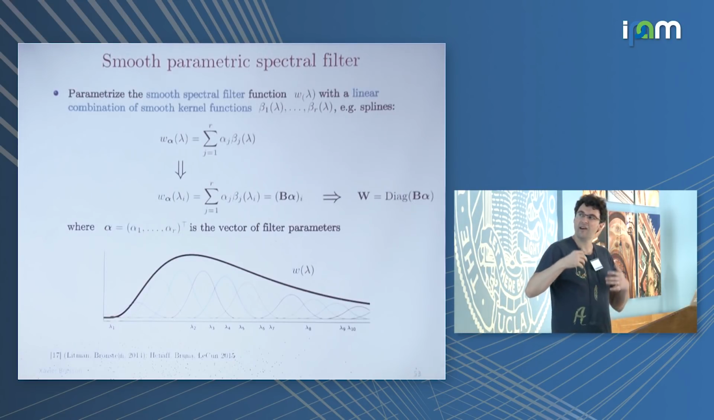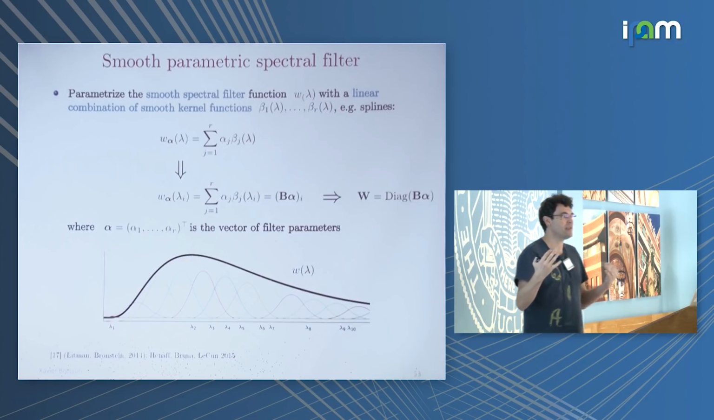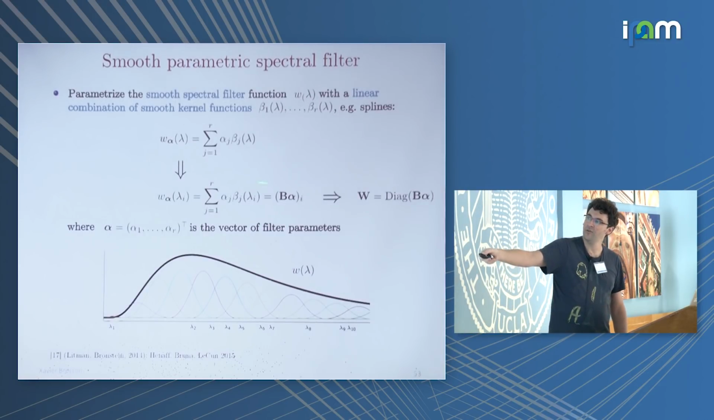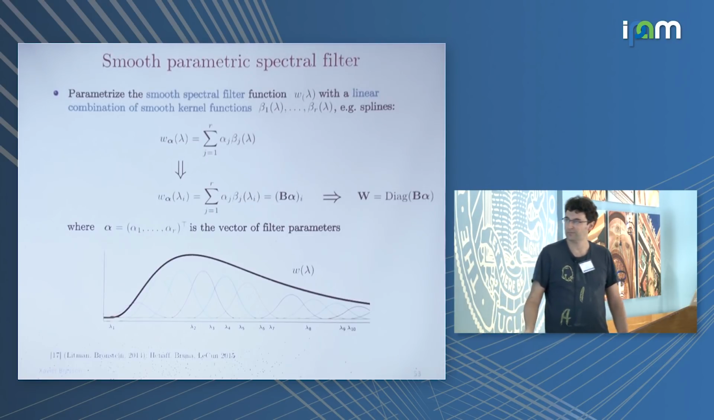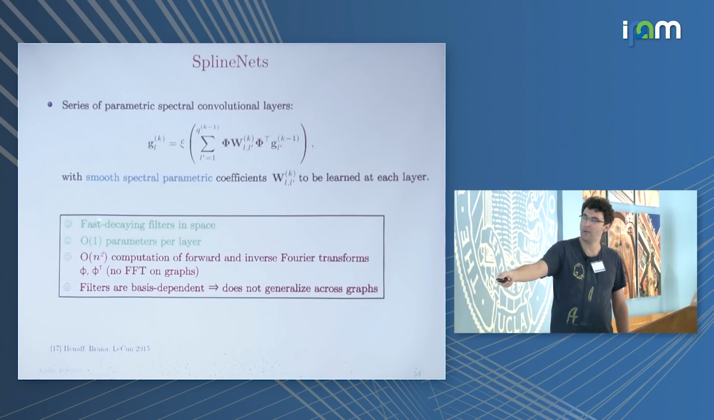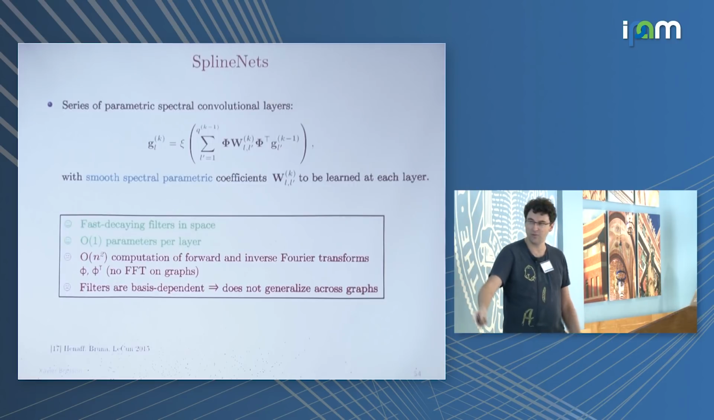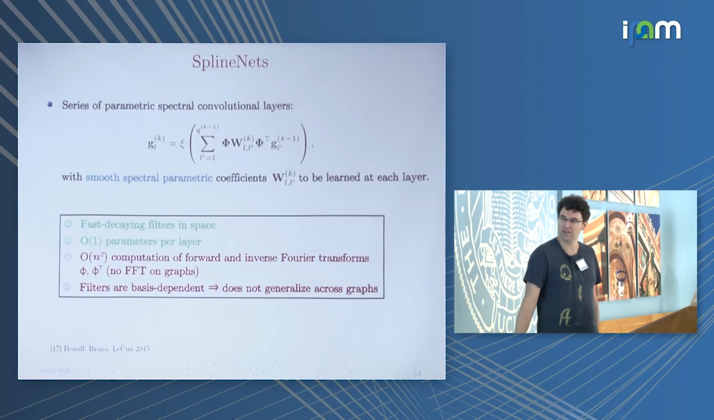So what we can do is parameterize the spectral filter by smooth basis functions like splines. Then what we need to learn is the spline coefficients, and we can also do that by backpropagation. So we are localized in space, and the number of parameters we need to learn per filter is a constant number, which is the number of spline coefficients.